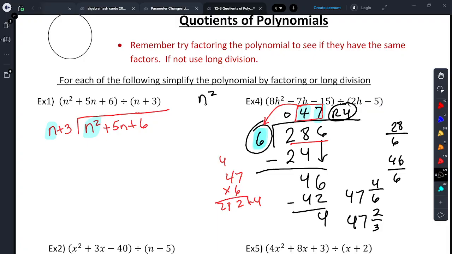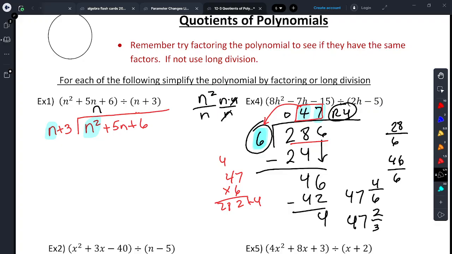What is n squared divided by n? Now think this through. If you have to, write that as n times n over n. What would you do? You'd cancel the n. So what would be left? n. So it went in n times, right? Because n squared divided by n is n.